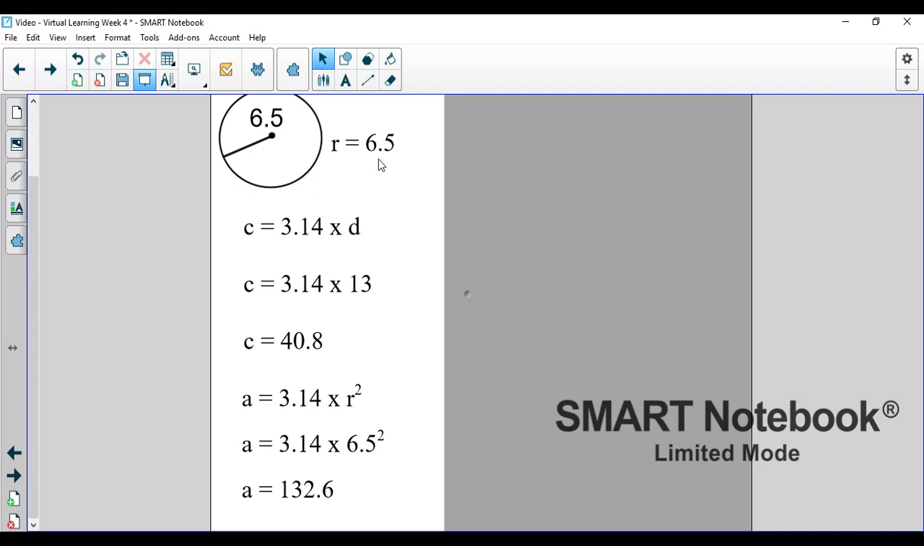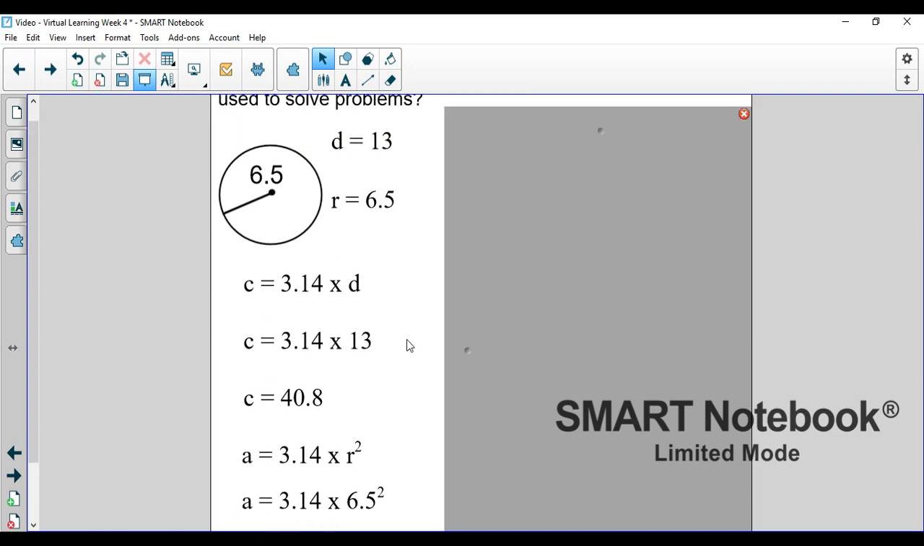Up here, I have my radius already ready for me. Pi times radius squared. Again, if you don't have a squared button, you'll just do radius times radius. So I did 3.14 times the radius of 6.5 times 6.5, and I got an area of approximately 132.6.